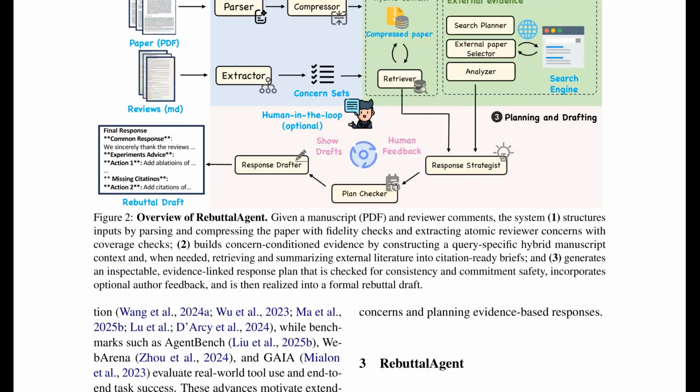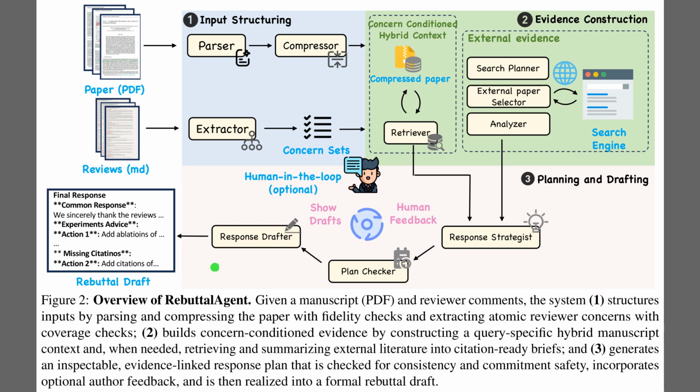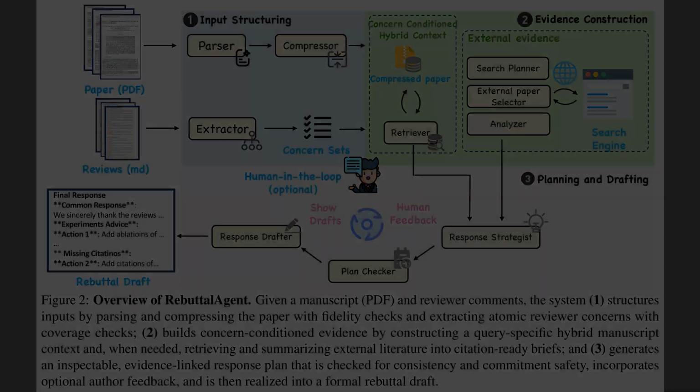Alright, following up on that comparison, Figure 2 details exactly how the system works step by step. It starts on the left with input structuring, where the system parses the manuscript and breaks down reviews into atomic concern sets. Next, the green section shows the evidence construction phase, which builds a hybrid context by retrieving internal details and searching for external literature when necessary. Finally, the workflow moves to planning and drafting at the bottom. Here, a response strategist outlines arguments that are verified by a plan checker and optionally reviewed by the author, ensuring the final draft is accurate.